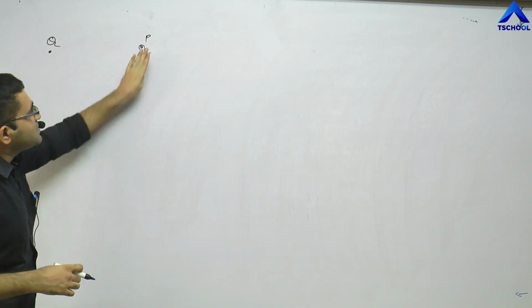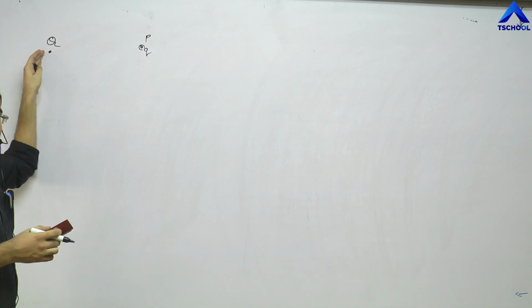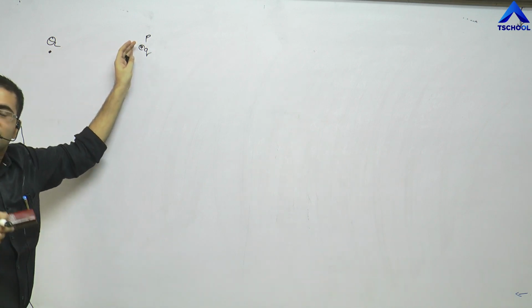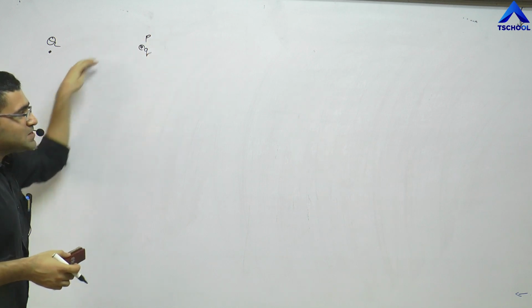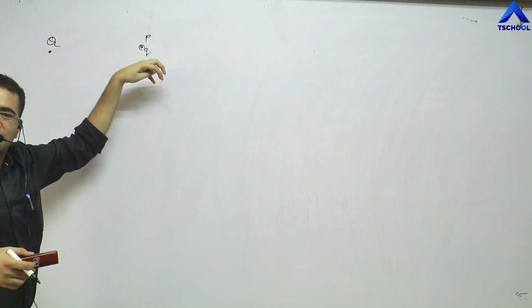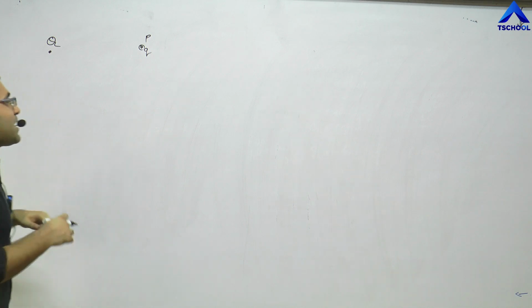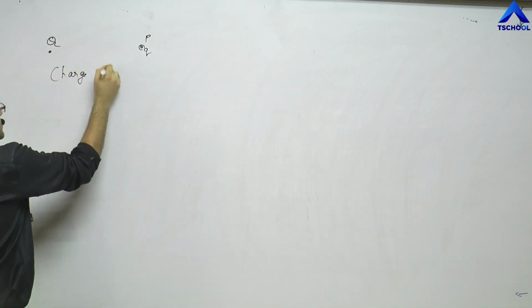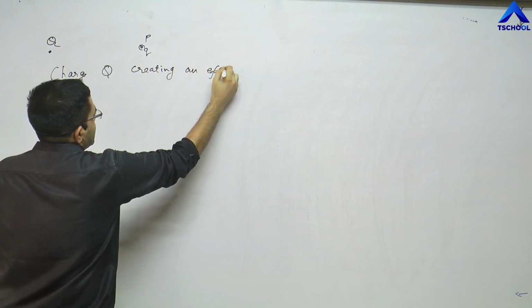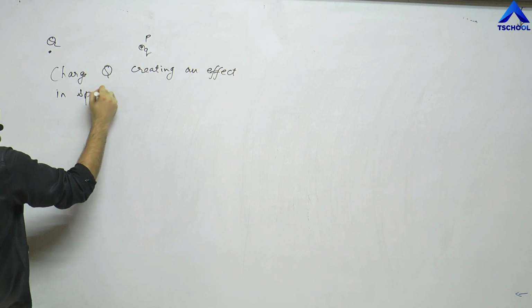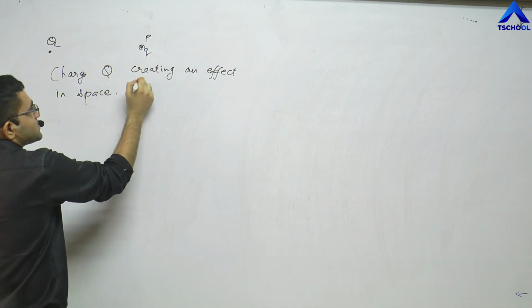So the question is, if there's only one charge and you put the second one, how is it that this charge can sense the presence of the other charge and start applying a force on it? Or what is so strange in this region that if you put a charge over there, it gets a force? So obviously what is happening is that the charge capital Q is creating some sort of effect in space, and this effect is what is the electric field.